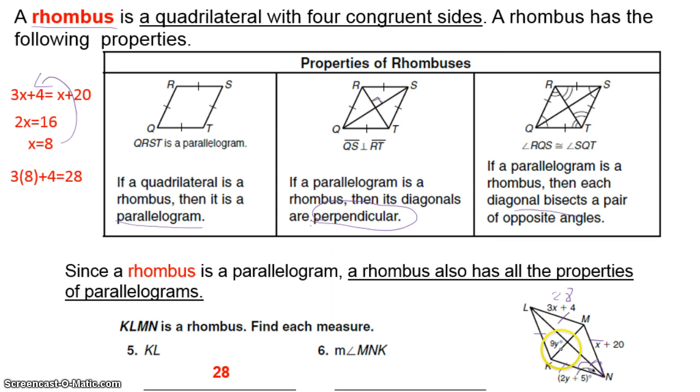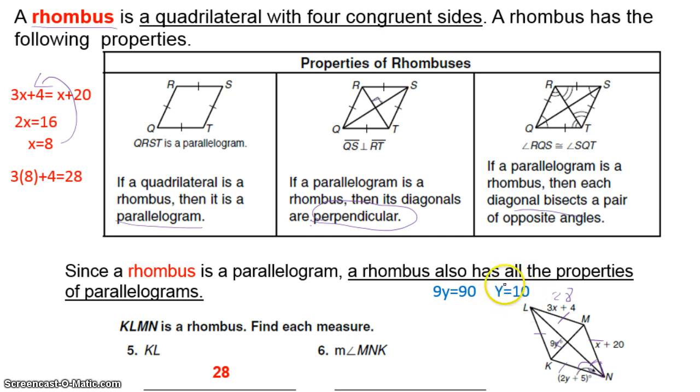I've got a y here. I've got that this angle here is a 9y. Do you know something about this angle? Let's look back up here. Are those diagonals perpendicular? So we know that this 9y equals what? Whoops. Did you say 90 degrees? I hope you did. So 9y equals 90 degrees. So let's set up our equation. So now we know that y is 10.